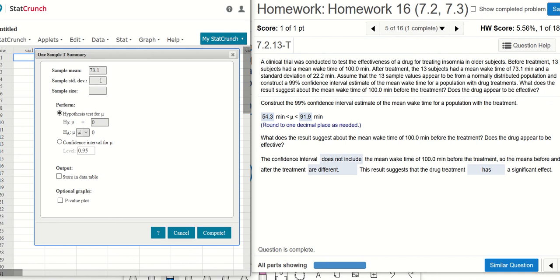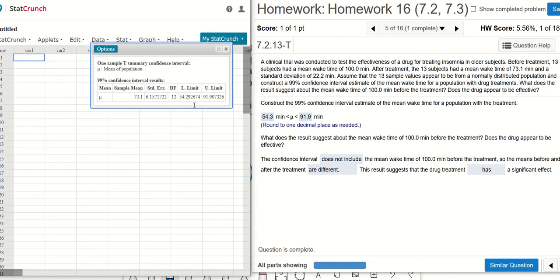73.1, sample standard deviation is 22.2, the sample size is 13, and we want to construct a confidence interval for the population mean, and the confidence level is 0.99, and then compute. Here you can get the lower limit. If you round to the nearest tenth, it will be 54.3, and upper limit, round to the nearest tenth, it will be 91.9. Same answer.